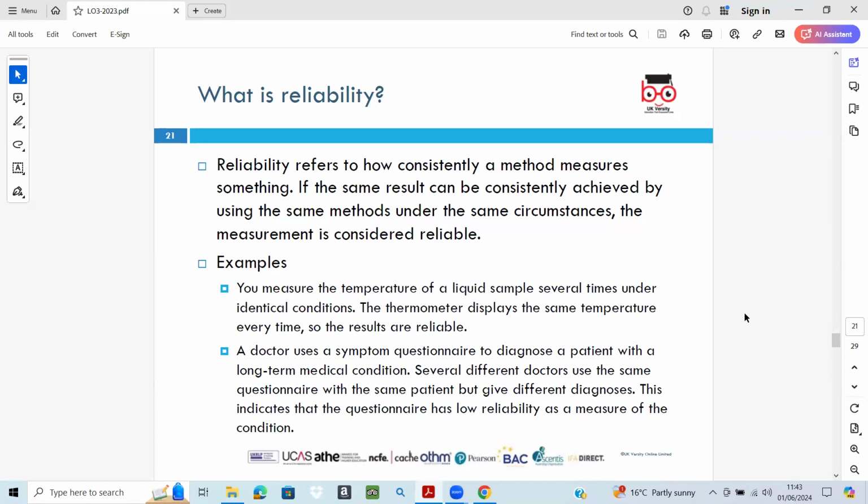So this inconsistency among the diagnoses indicates that the questionnaire has low reliability as a measure of the specific medical condition. In this case, the measure is not producing consistent results when applied repeatedly under the same conditions, highlighting its unreliability. So we can say that reliability in research ensures that the methods or measures can be trusted to produce consistent and dependable results over time. It is essential for establishing the credibility and validity of research findings by reducing variability and random error that may arise during the data collection process.